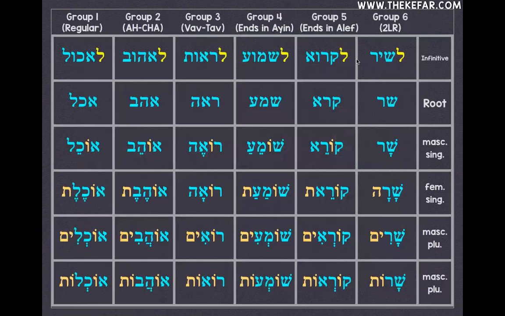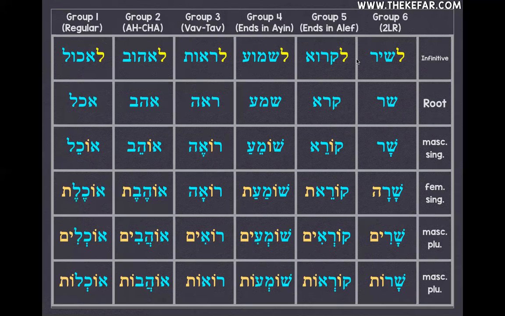All right, so here, let's just quickly go over the different Paal subgroups that we have learned so far. So there's the regular group. Get rid of the lamed and the vav to find the shoresh. Our sound pattern is o'e, o'e'et, o'im, and o'ot. We have the aha group. Those are verbs where the middle letter of the shoresh is an aleph, hey, chet, or ayin. And our sound pattern is o'e, o'e'et, o'aim, and o'aot.